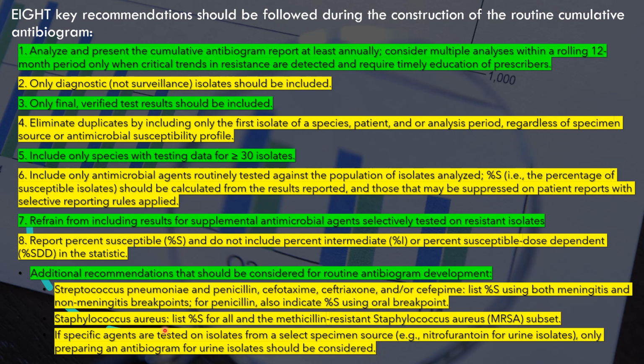For Staph aureus, we list the percentage of sensitive for all methicillin-resistant Staph aureus subset. And if a specific agent is tested on isolates from a specimen, for example a urine specimen, when we are preparing the antibiogram, urine isolates should be considered. So you need to consider all the types of samples. These are the 8 key recommendations in constructing a routine cumulative antibiogram.